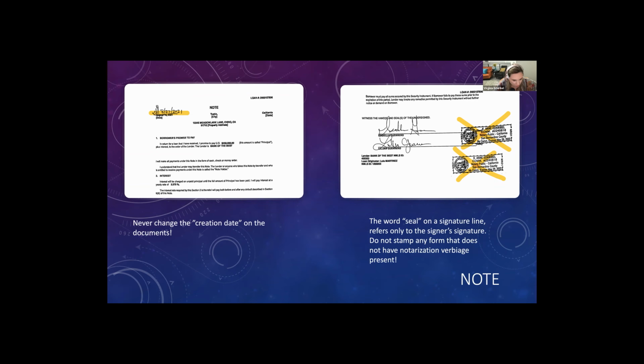So don't change it. Now, it might seem like an easy fix if it's changed. Well, the lender can print a new first page of the note, but some lenders won't do that. So it'll require a re-sign.